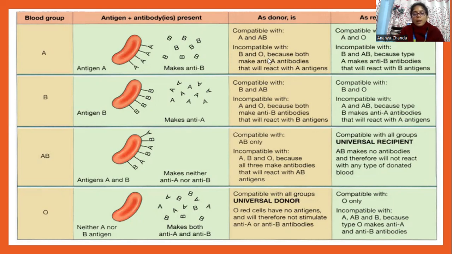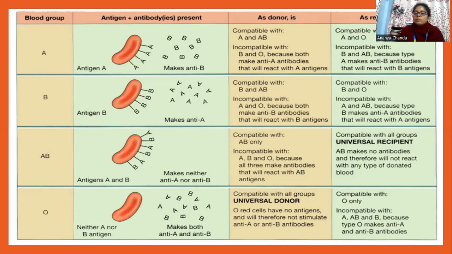So A blood group type cannot give blood to B and O type of blood group, because both the B and O blood group types make what? A type of antibody, and A type of antigens can react with the A type of antibody. So B and O actually produce A type of antibody. That A type of antibody can react with the A type of antigen.